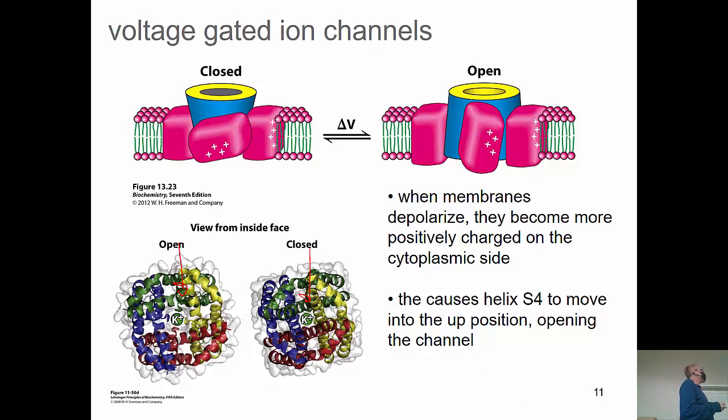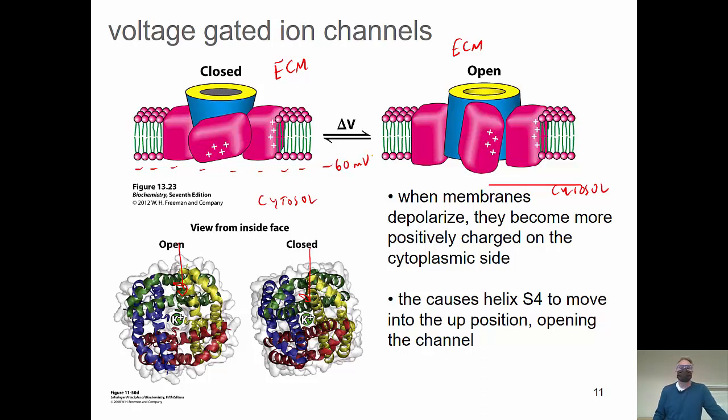It's regulated when these open and close, and they're called voltage-gated because they're regulated by the membrane charge. In these examples, this is the extracellular space or extracellular matrix, and at the bottom we have the cytosol. We know that initially the membrane potential is negative, right? Around minus 60 millivolts. So that's the resting state.